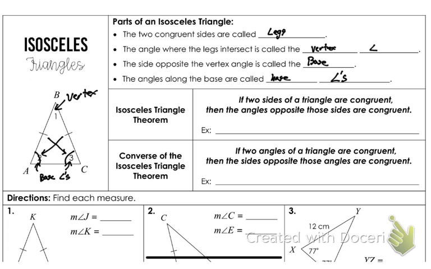So if I want to do an example of this, I would say something like if the sides are equal. So if AB is congruent to, I guess, CB or BC, then the angles are congruent. Then angle A is congruent to angle C. So the theorem goes, if sides are equal, then angles are equal.